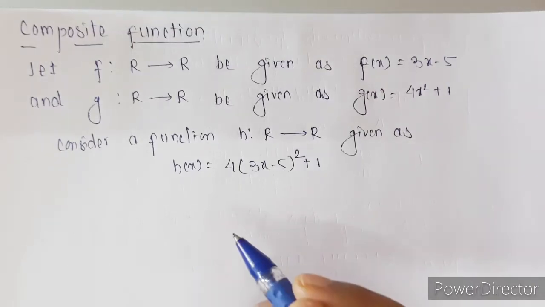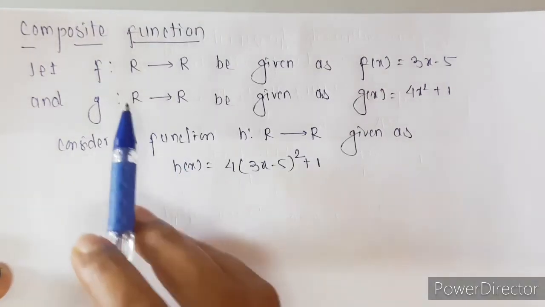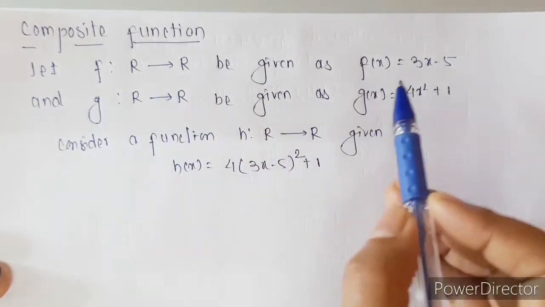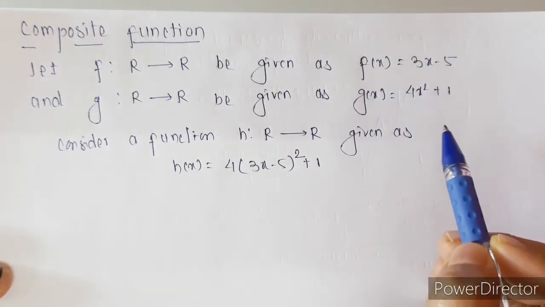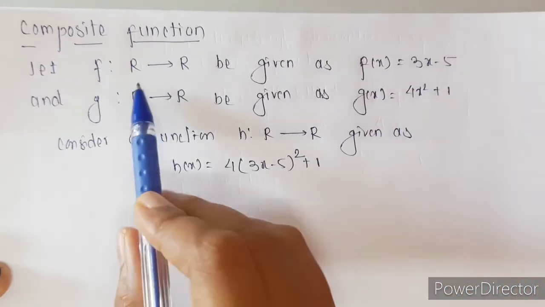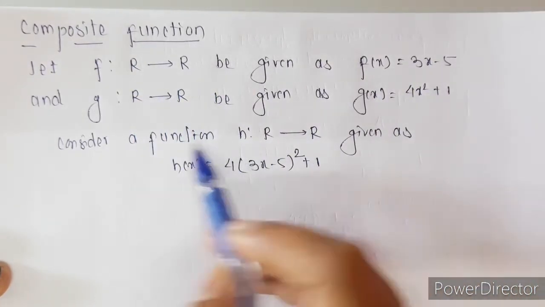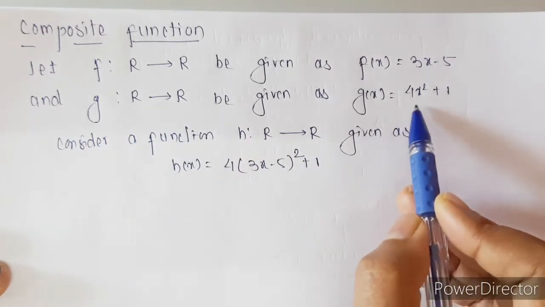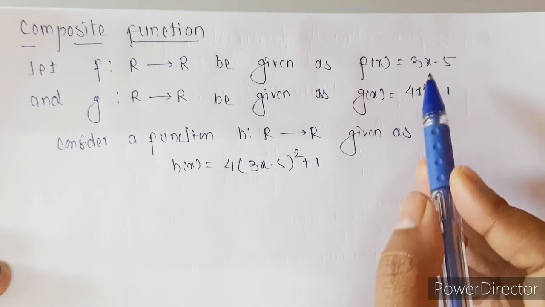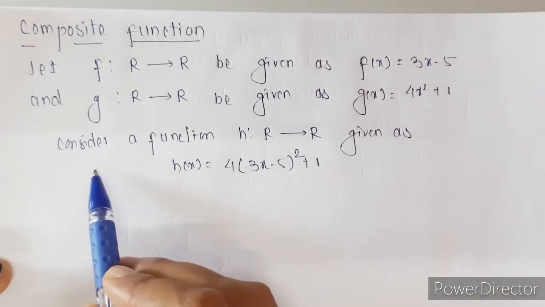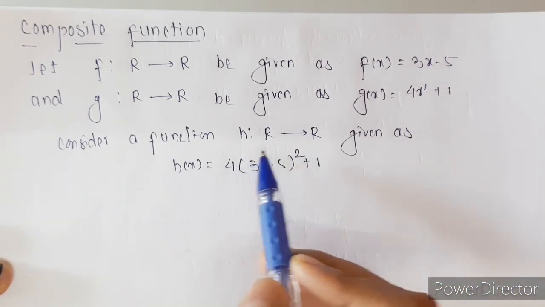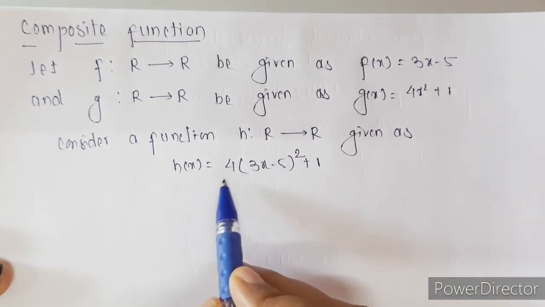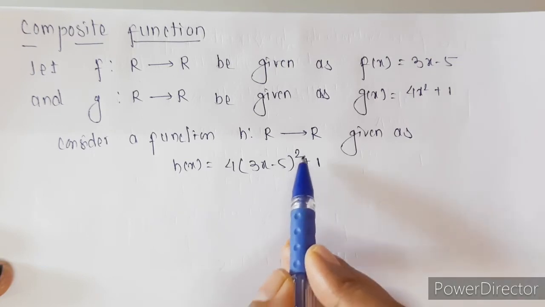So next topic is composite function. Now let f be a function going from R to R, given as f of x equals 3x minus 5. So this is a function wherein the domain is R and the codomain is also R, and we have another function g, again from R to R, as 4x square plus 1. So we have two different functions, and then we have a third function h, again going from R to R, and h of x is given as 4 times (3x minus 5) whole square plus 1.